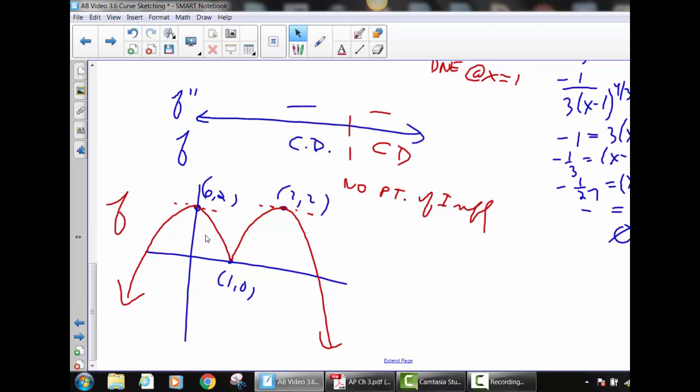So putting it all together, we have a y-intercept of 0, 2. We have horizontal tangents at x equals 0 and again at x equals 2. So those are our two relative max points. We have a relative min point at 1, 0. And notice it's increasing concave down, decreasing concave down. There's our does not exist derivative at that point because it's a sharp turn. Increasing concave down, decreasing concave down.